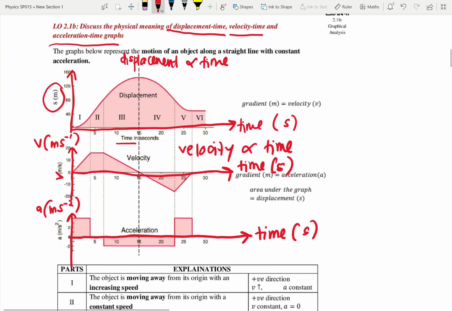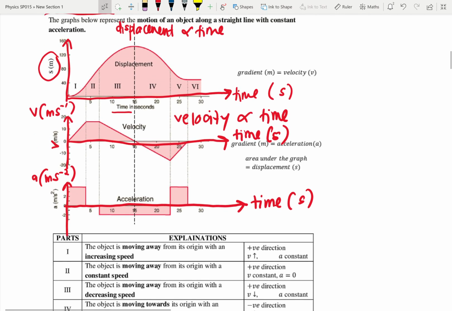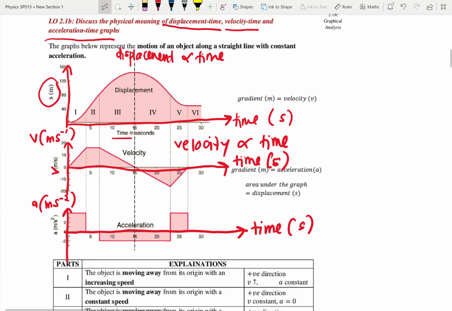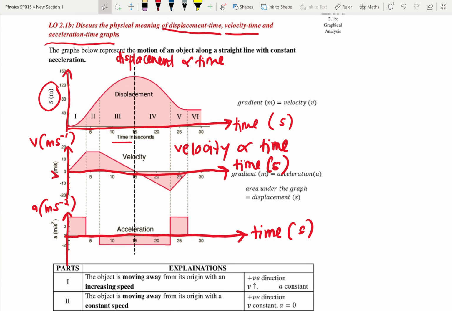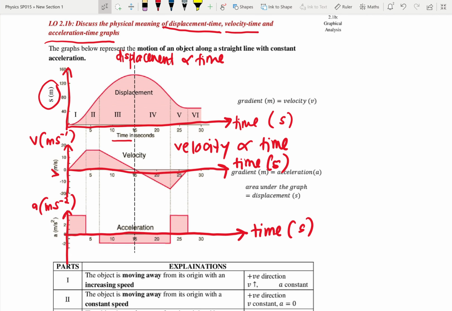So when you have a graph, you have to look at the y-axis and x-axis first and their units. This is very important to identify what kind of graph. For this one, we have this shape of graph, displacement against time like this.